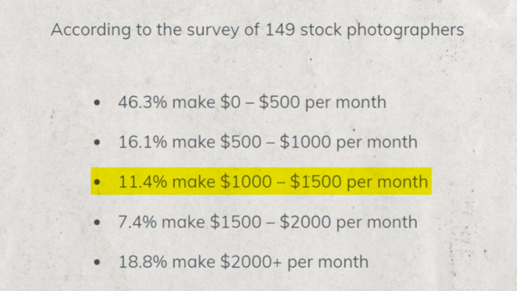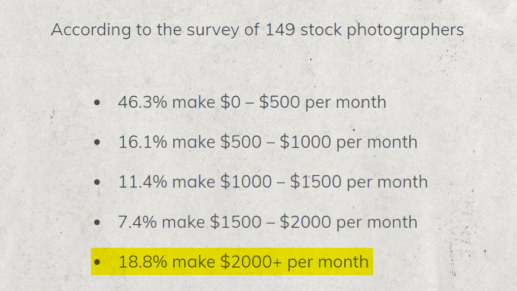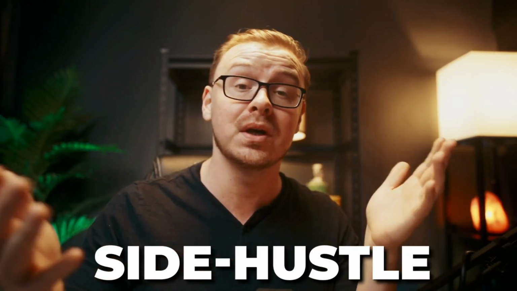11% were making $1,000 to $1,500 a month. 7% were making $1,500 to $2,000 a month, and 18% were making $2,000 plus a month. And that's actually pretty good considering the fact that a lot of people are just doing this as a side hustle or doing it part-time. So there is a significant amount of people, about 18%, that are making over $2,000 a month doing this.